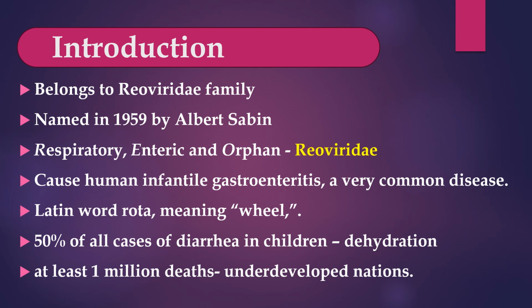Introduction. The rotavirus belongs to the Reoviridae family, which also includes the orthoreoviruses, orbiviruses, and coltiviruses. The name reovirus was proposed by Albert Sabin in 1959 for a group of respiratory and enteric viruses that were not associated with any other known diseases such as respiratory, enteric, or orphan.